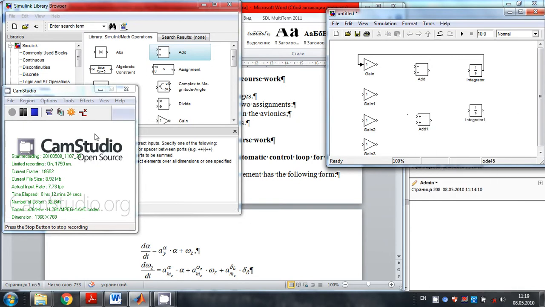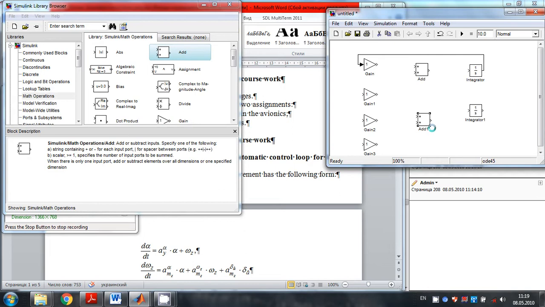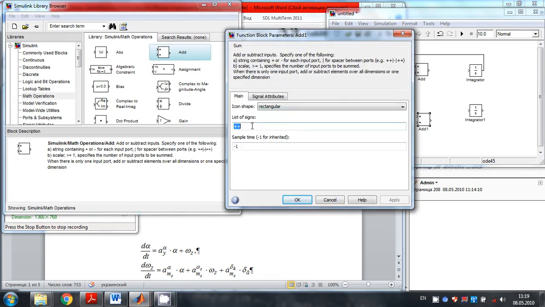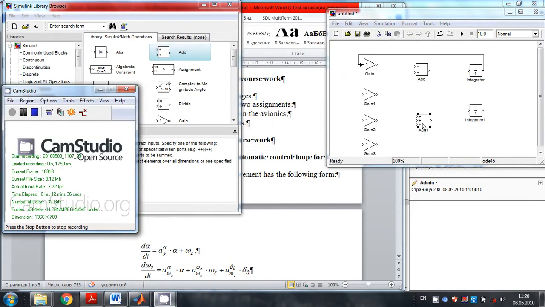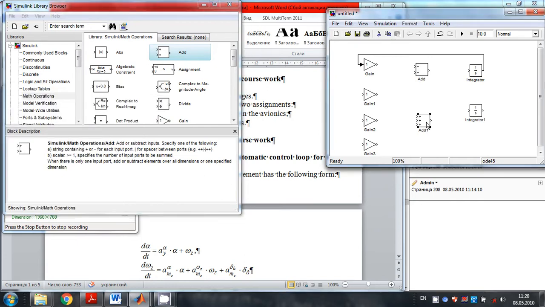So we double click on this adder and increase the number of inputs by adding a plus sign here. So we have this adder unit containing 3 inputs. Now this omega, the second equation. So this gain should be connected to one of the inputs. So here we have the first term of the derivative at the left hand part of the equation.